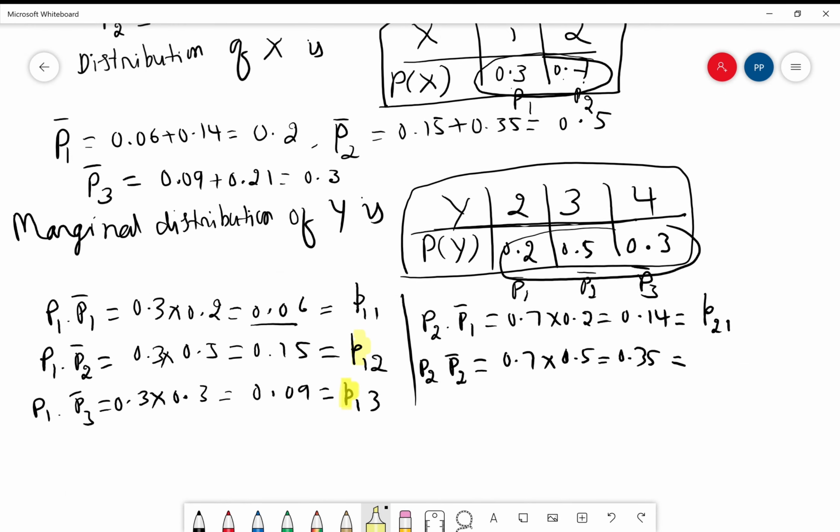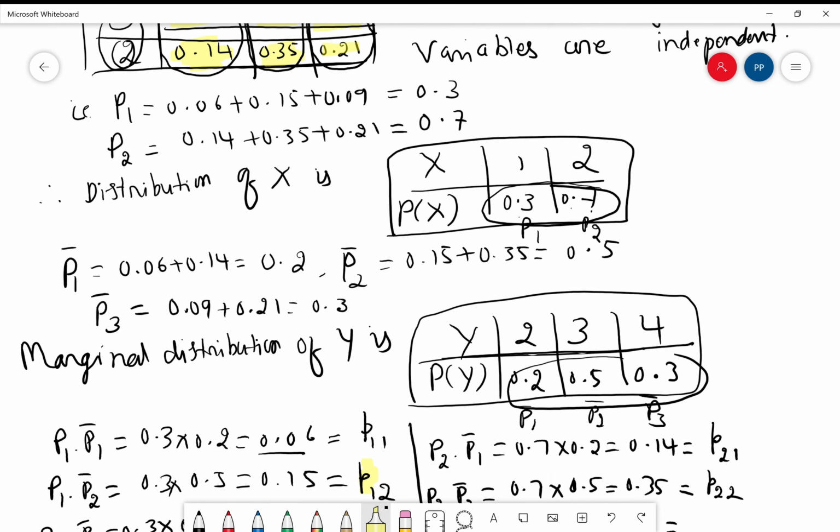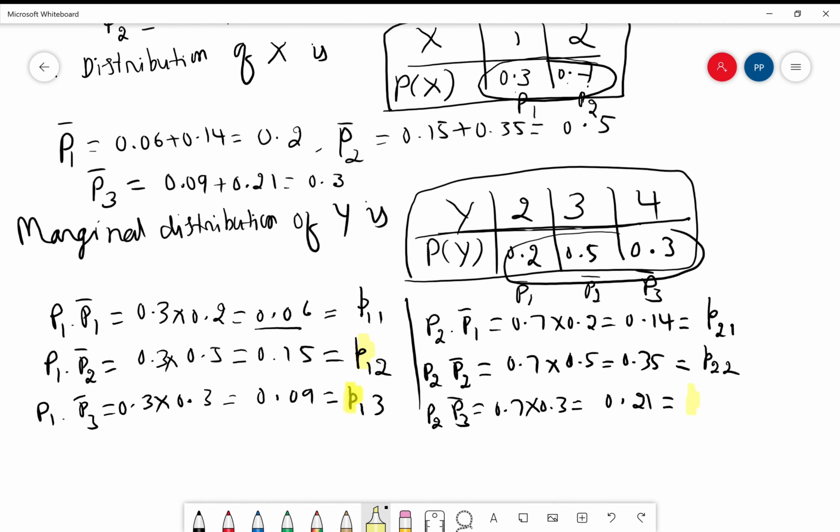Okay, so which is nothing but P22. Next, P2 into P3 bar equals 0.7 into 0.3, which is 0.21, which equals the value you find here, which is nothing but small p, suffix 2 3.